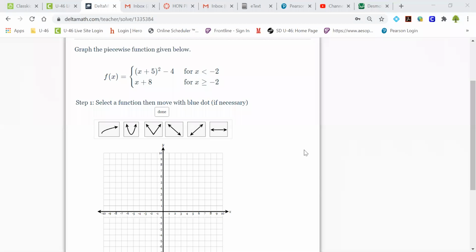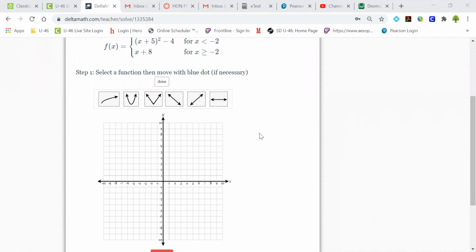Hello. Just want to do a couple examples on Delta Math regarding these piecewise functions. So first, we're asked to graph this particular piecewise function, and notice it's a quadratic when x is less than -2, and a line when x is greater than or equal to -2.